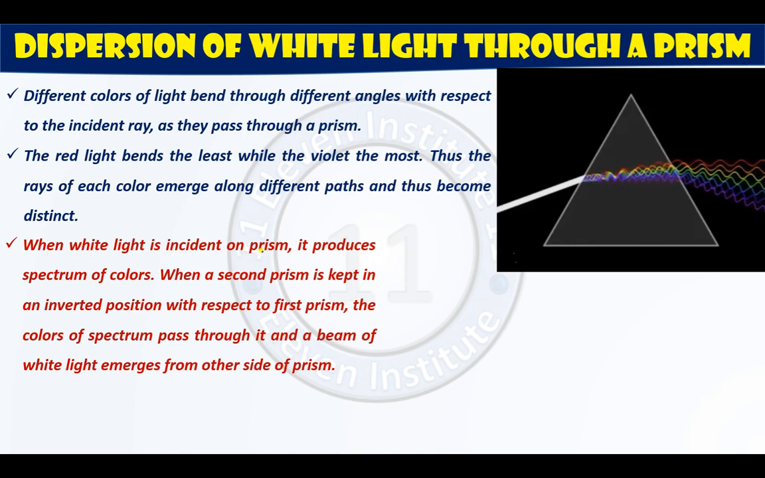When a white light is incident on prism, it produces spectrum of colors. We know this. When a second prism is kept in an inverted position with respect to the first prism, the colors of spectrum pass through it, and a beam of white light emerges from the other side of the second prism. Now this is quite a lengthy sentence. It will be very much clear with a single image over here.